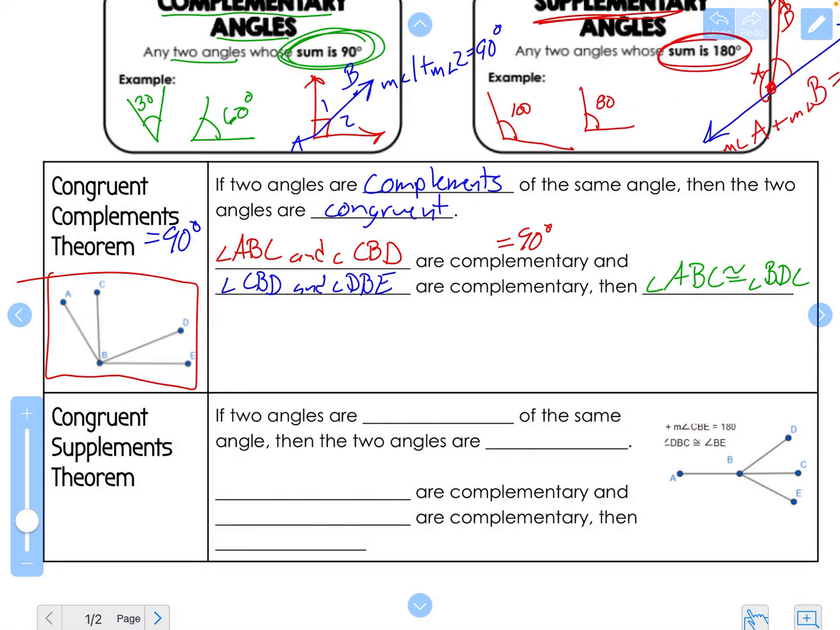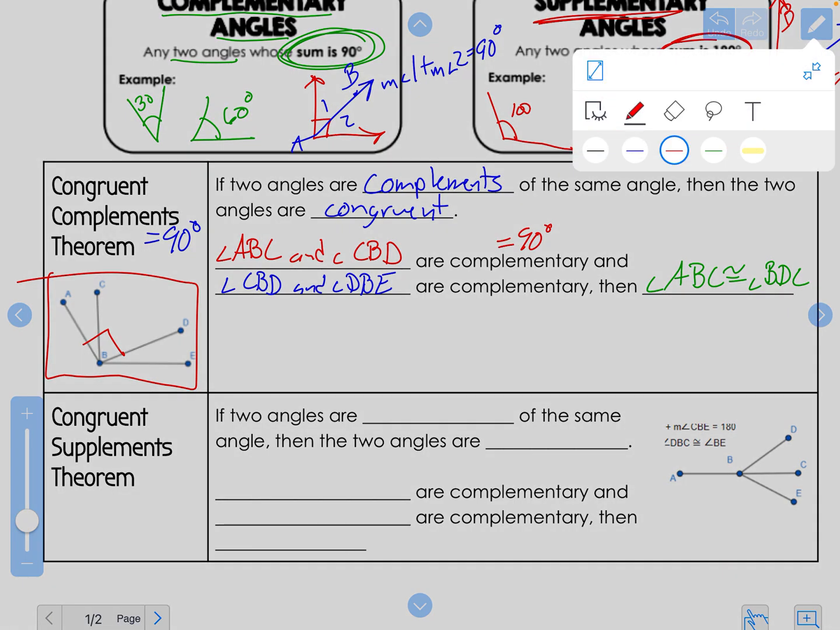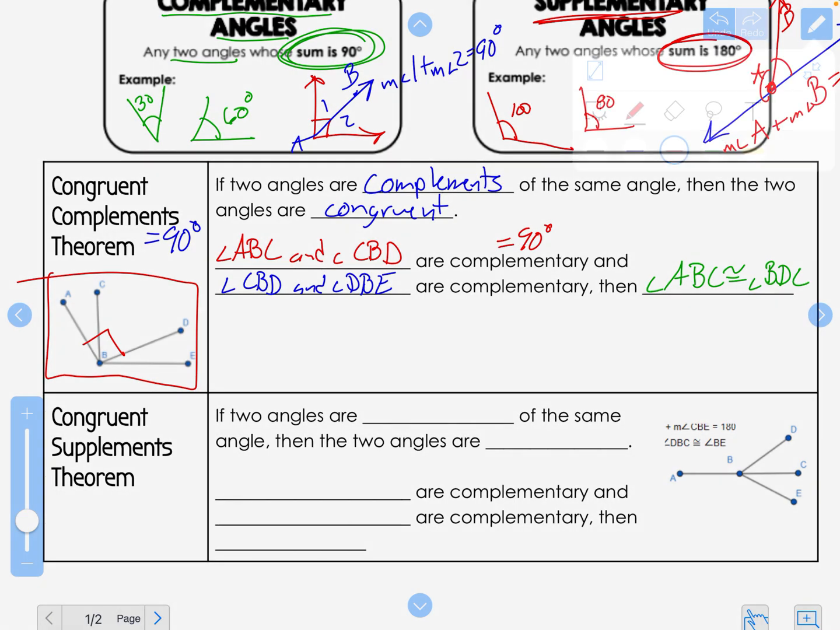So real quickly, if I know that ABD is 90 degrees, and I know that angle CBE is 90 degrees, what I then know is that ABC and DBE are congruent because they both share angle CBE, and if both sets are complementary, then I know that those two angles are congruent.